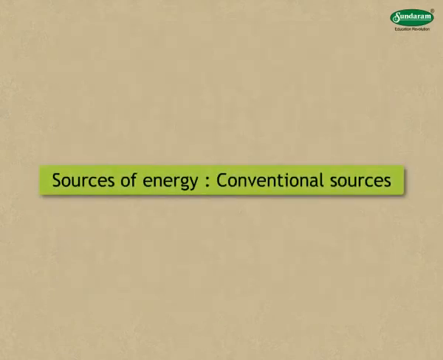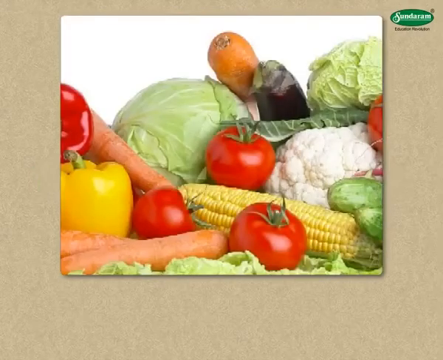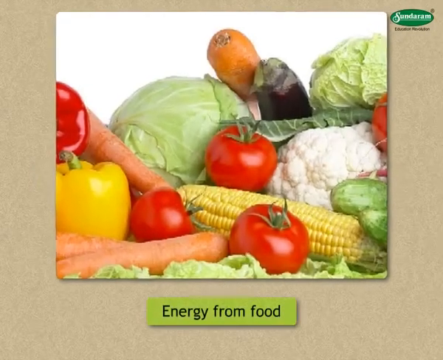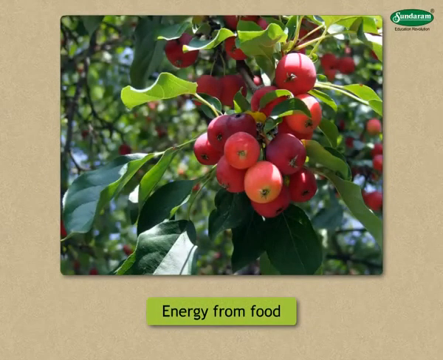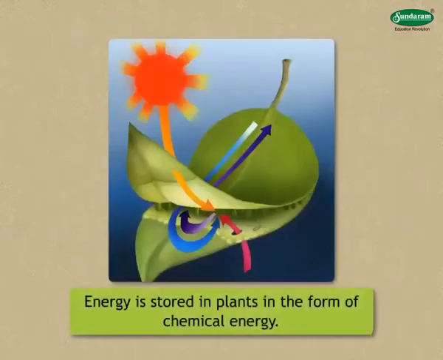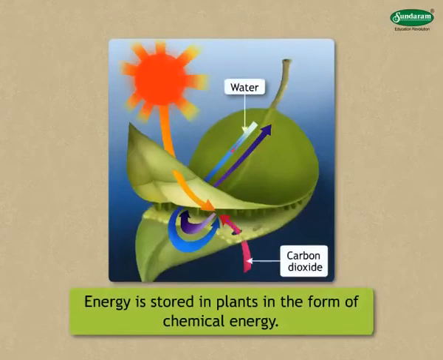Sources of energy. Conventional sources. You know that living things get energy from food. Plants are the main food of man and animals. Hence, plants are an important source of energy. Energy is stored in plants in the form of chemical energy.